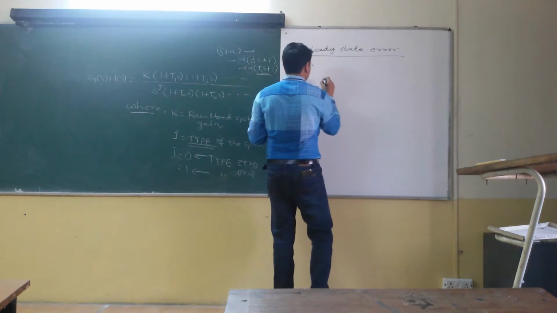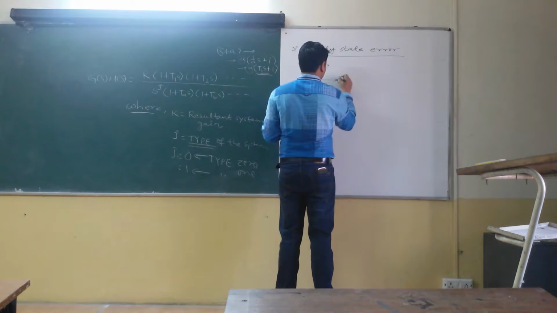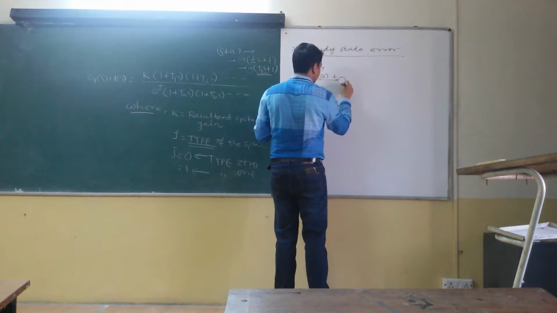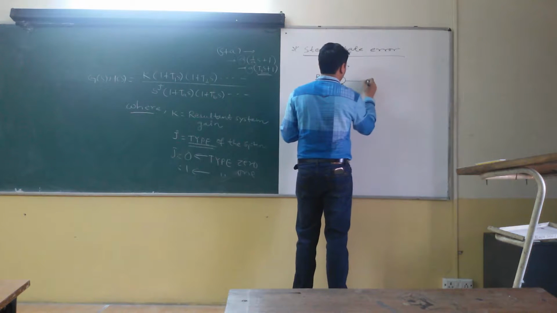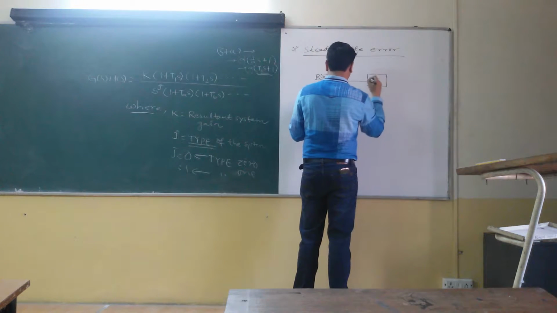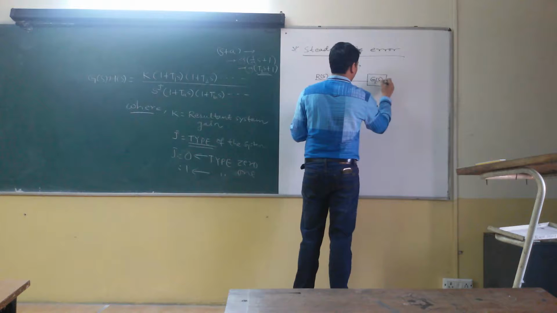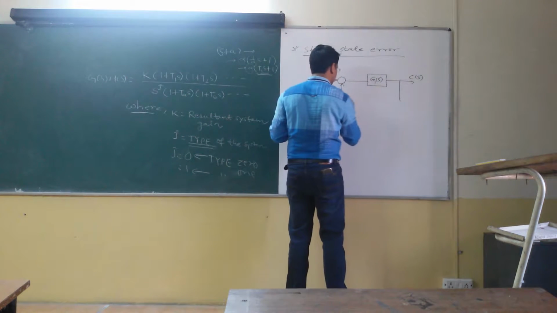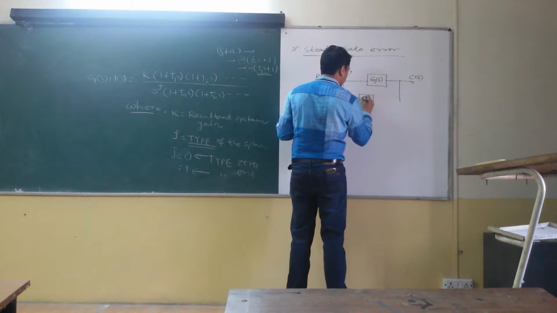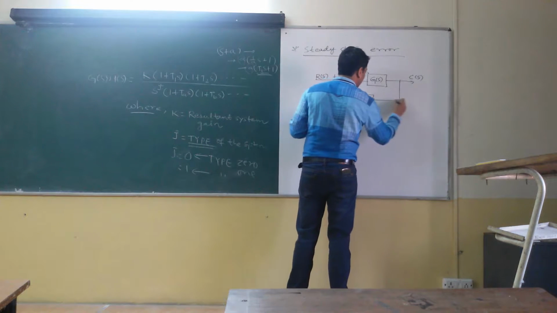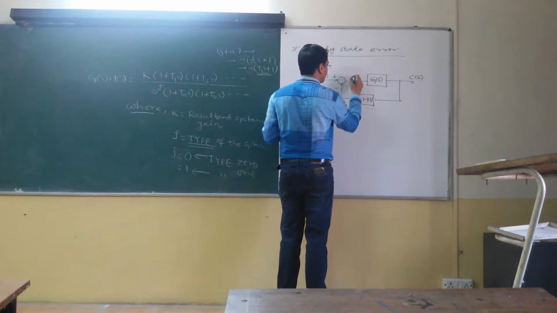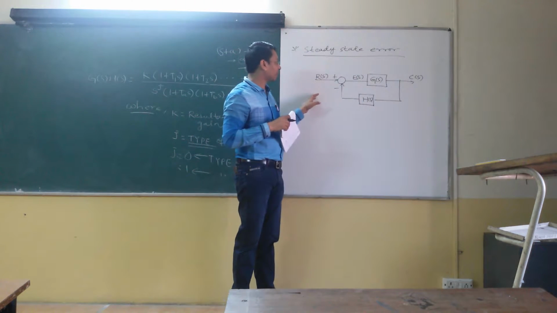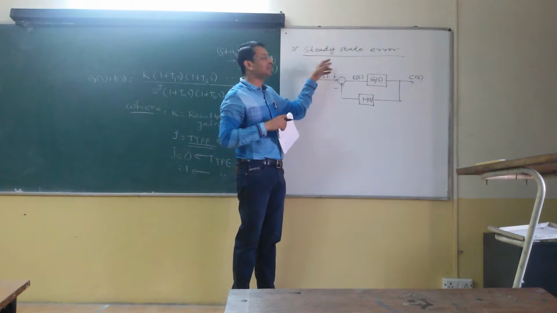So suppose you have a very simple system like this. Input transform is R(s), positive. This is your negative sign, feedback with negative sign. Forward path transfer function G(s), output transform C(s), and here the feedback path transfer function H(s). I am going to take the error transform as capital E. Our aim is to find the steady state error.